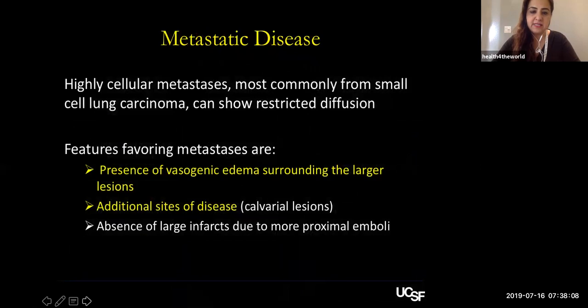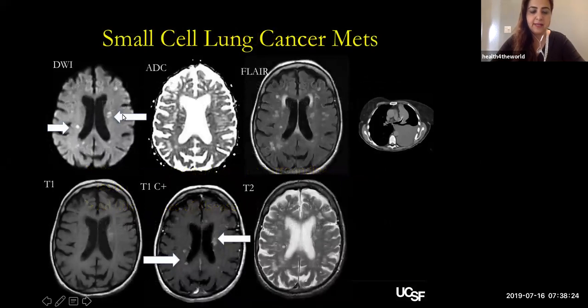All right, metastatic disease can look like stroke. And the things which would favor a metastatic disease is a lot of vasogenic edema surrounding the lesions, if there are additional sites of disease like skull mets, and if there is absence of large infarcts. So this patient had FLAIR signal abnormality, multiple foci of diffusion restriction, and multiple foci of enhancement. This patient also had a lung mass. So it was metastatic disease rather than embolic infarcts.